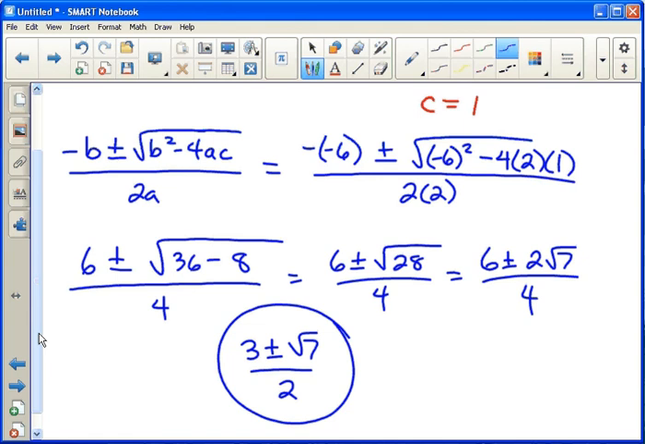Okay. Keep in mind, this is really two answers. This is really 3 plus the square root of 7 over 2 and 3 minus the square root of 7 over 2. Just instead of writing it twice, we do shorthand by using that plus or minus sign. But keep in mind that really is two answers.